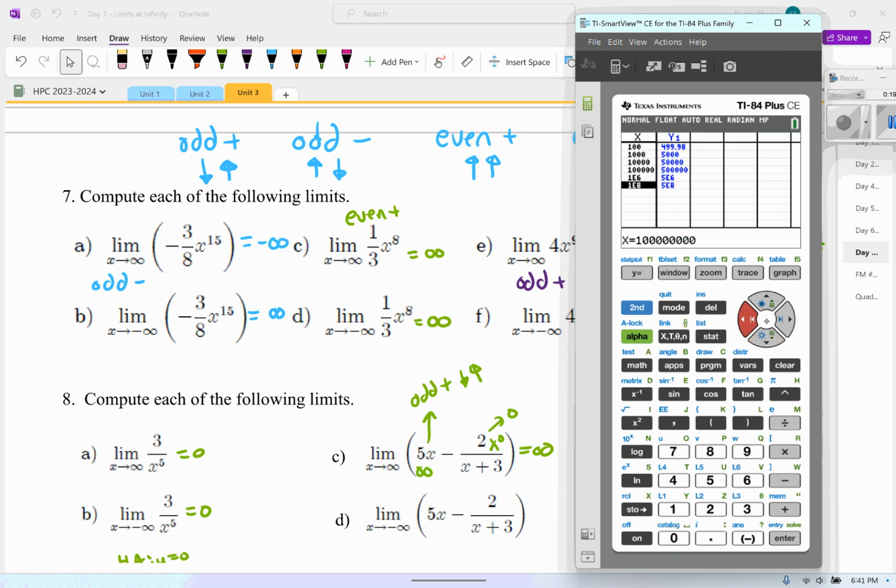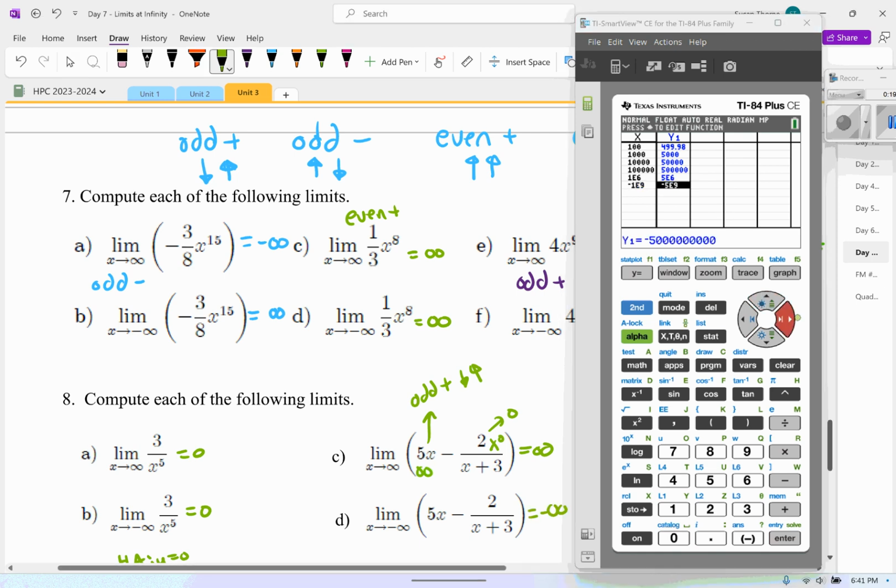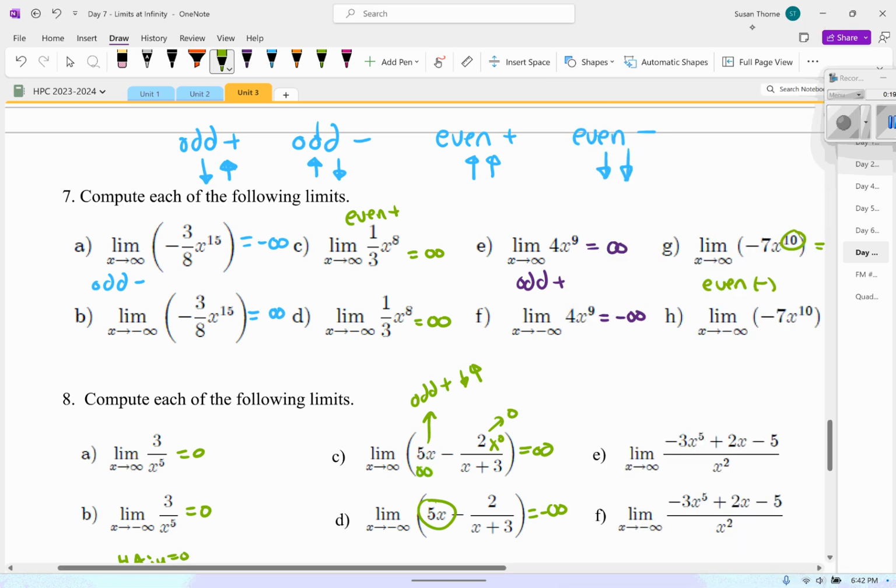Then if we did the same for a very large negative value, it looks like we're going towards negative infinity, which makes sense because if you plug a negative value in here for this x, it's going to make it a negative number.